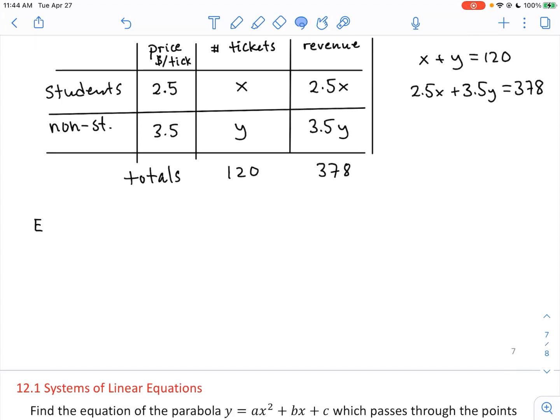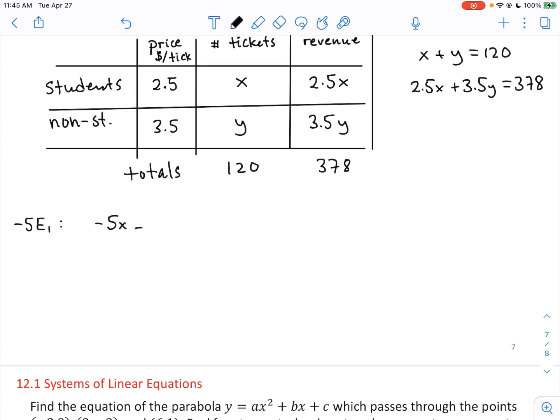Not only am I going to double equation 2, I'm going to do a little bit of foresight here. If I double this 2.5x, I'm going to get 5x. And I want to set up elimination, so I want that to be negative 5x. So I'm going to do a couple things here. I'm going to multiply equation 1 by negative 5, and that gives me negative 5x minus 5y is equal to, and 120 times negative 5 is negative 600. And I'm going to double equation 2 to get rid of the decimals. Doubling equation 2 gives me 5x plus 7y, and doubling 378 will give me 756.